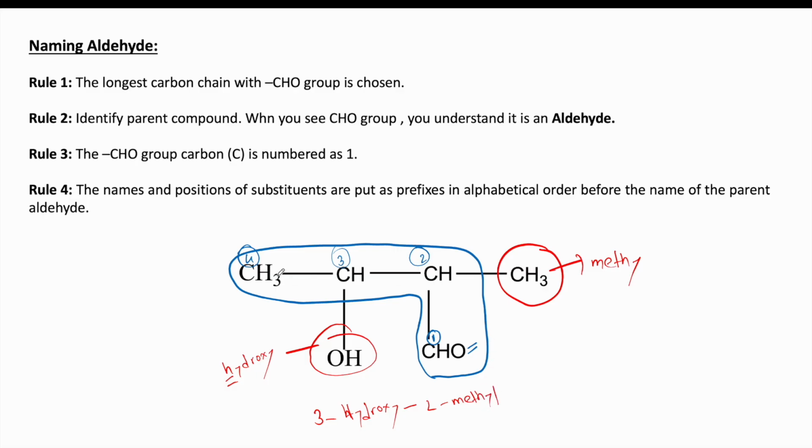And if you see, the longest chain or the parent chain contains 1 carbon, 2 carbon, 3 carbon, 4 carbon in total. Whenever there is 4 carbon, we call it but, so it's gonna be butanal. So the name stands as 3-hydroxy 2-methyl butanal. So that's all about naming aldehyde.